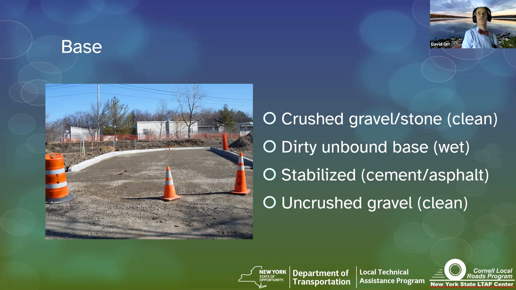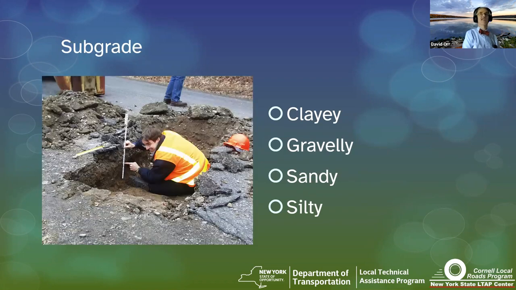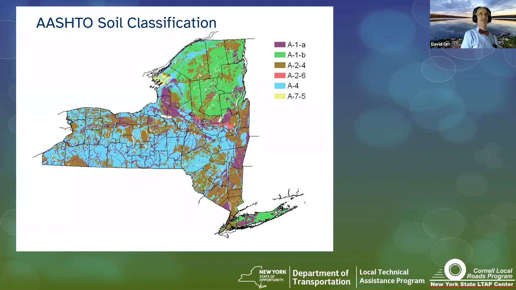Simple list. And then the subgrade got four choices. Clay-like, gravel-like, sandy, or silty. And for those who are like, well, I don't know what I've got, you could go with a big map. We gave you in the tool and in the handout the AASHTO soil classification for the whole state.